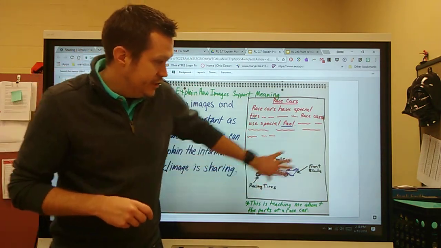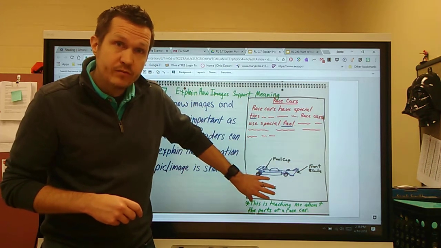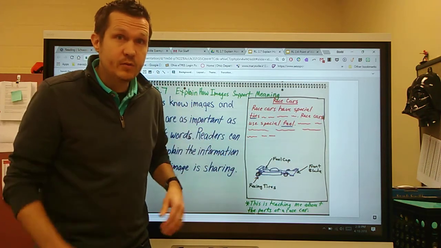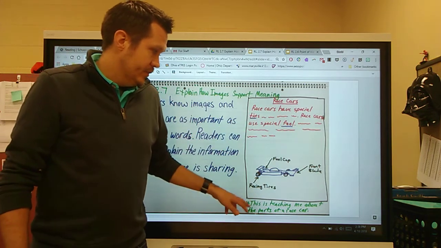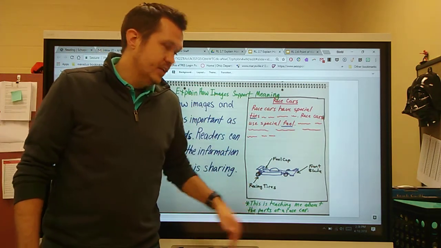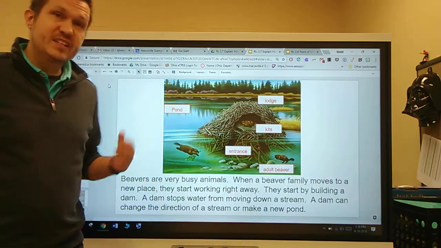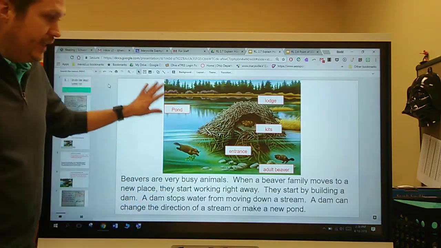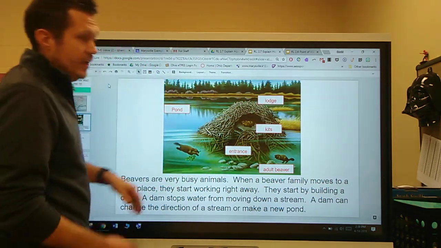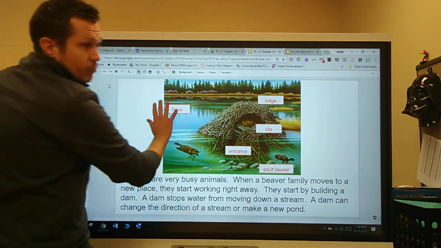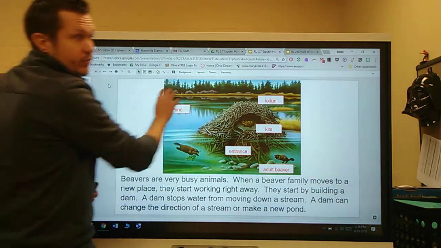So this visual is just as important for me to pay attention to and figure out what I can learn from it as the words the author gives, okay? So this is teaching me about the parts of a race car. So let's explore this a little bit more. Here we have something an author wrote. Here they've given us a visual. Now, what we're talking about today is how important it is to read the visual and find out what it's telling us.